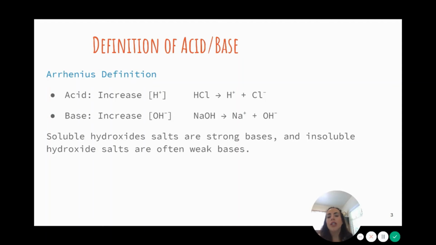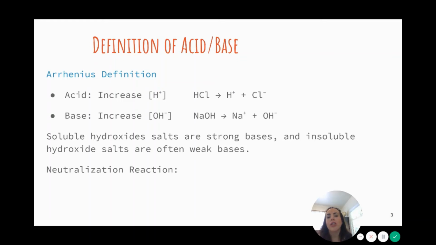Now, soluble hydroxide salts are strong bases and insoluble hydroxide salts are weak bases. So we can actually use our solubility rules to identify whether a solution is a strong base or a weak base. Now, if we were to mix an acid and a base, we would get a neutralization reaction.